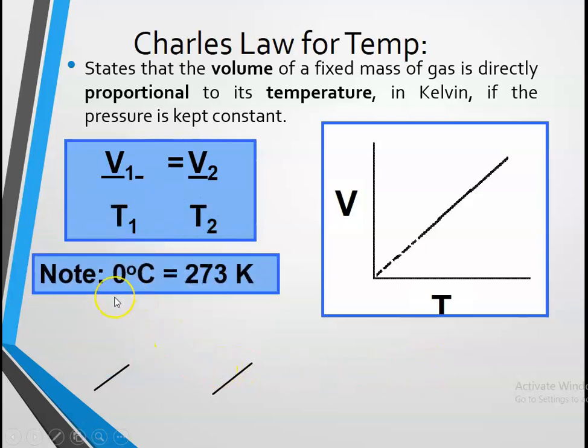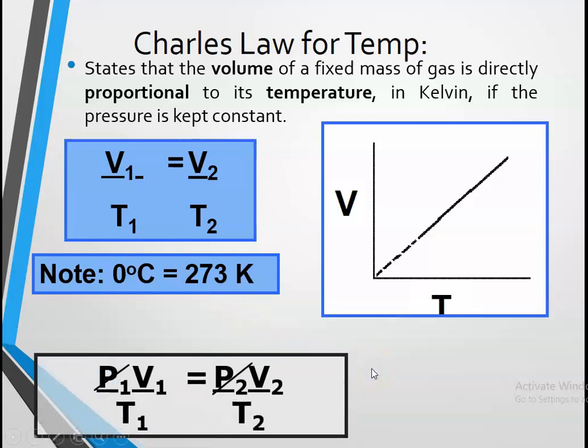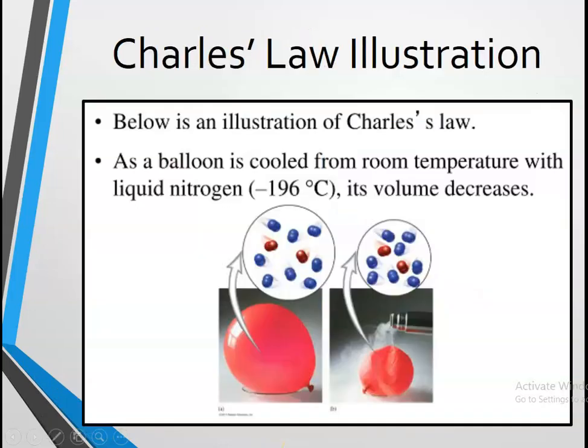Now again, there's your reminder there. So if we had 0 degrees Celsius, we would need to convert that to Kelvin. That would be equal to 273 Kelvin. So looking back at the combined gas law, I want you to see how all of the simple gas laws are a part of the combined gas law. So now we're holding pressure constant. So that drops out of the equation, and we just have volume over temperature and volume over temperature. And this is an example or illustration of Charles's law.